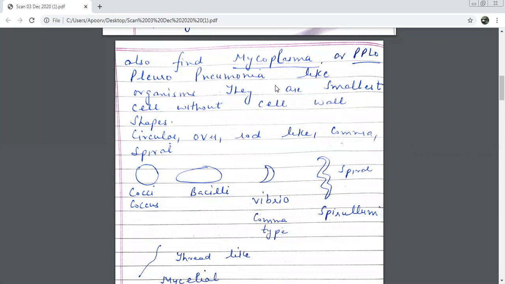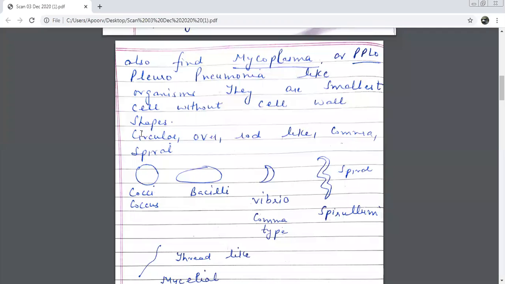Then we talked about the fourth member of Monera. What was the name? Mycoplasma or PPLO. What is the full form of PPLO? Pleuropneumonia-like organism. Yes, they are also very special because when we talk about cells without cell wall, they are the smallest ones.